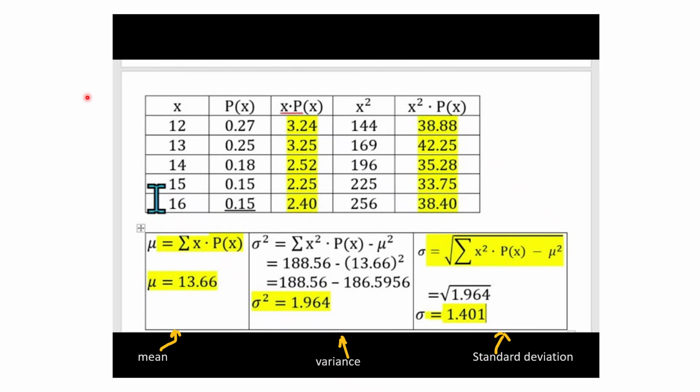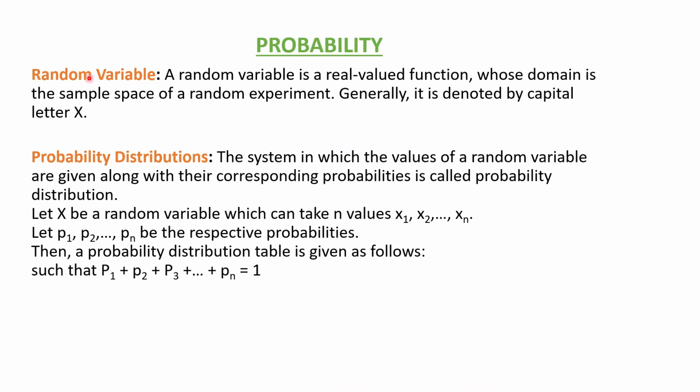Why have I written this example before? Because by this you will learn the next formula better. See, random variable. A random variable is a real valued function, like x which I have taken in the previous example, whose domain is the sample space of the random experiment. Generally, it is denoted by capital letter X.